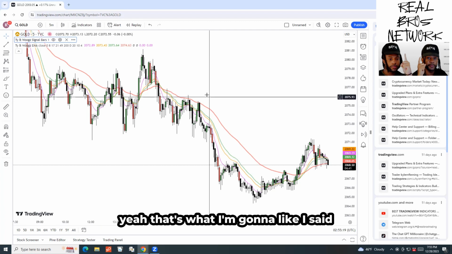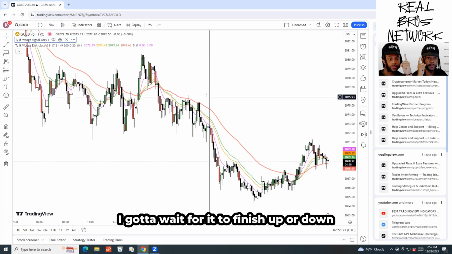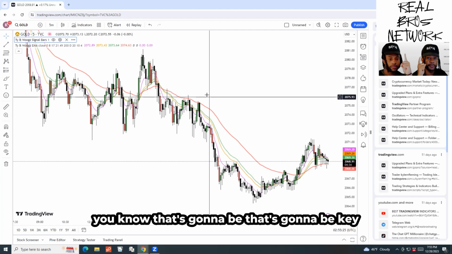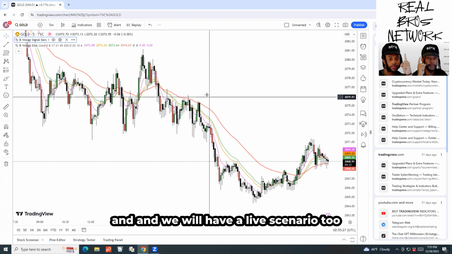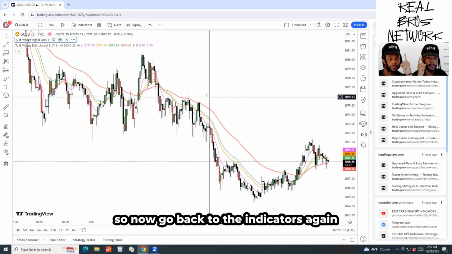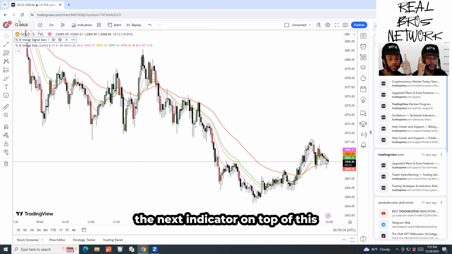Like I said, once we go to Renko trade, I've got to wait for it to finish up or down. That's going to be key. And we'll have a live scenario too. So now go back to the indicators again, and we're going to add the next indicator on top of this.